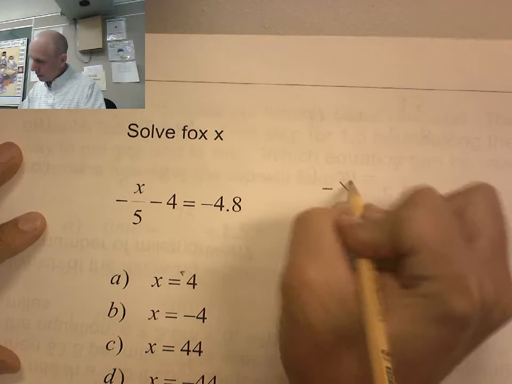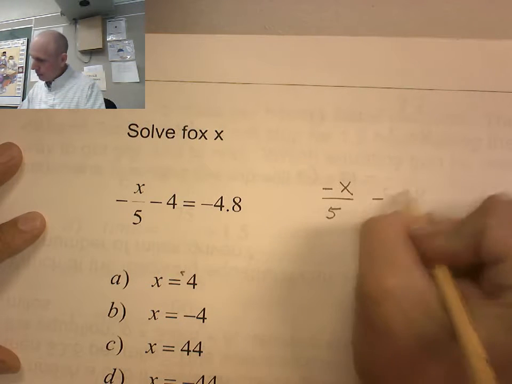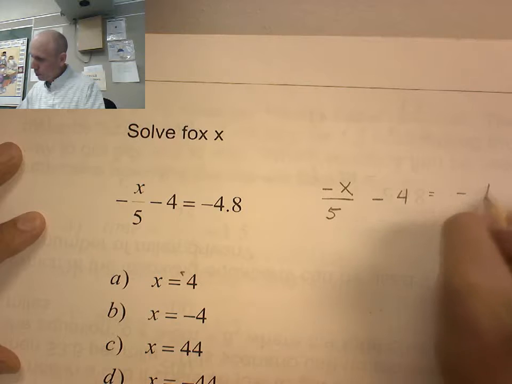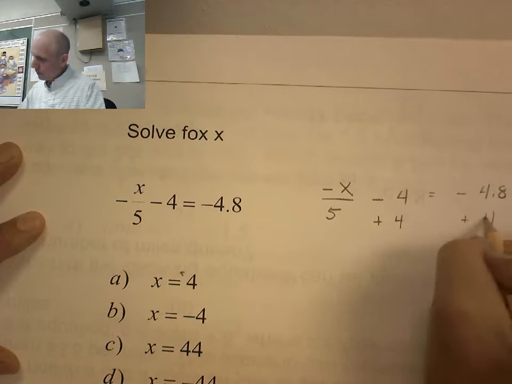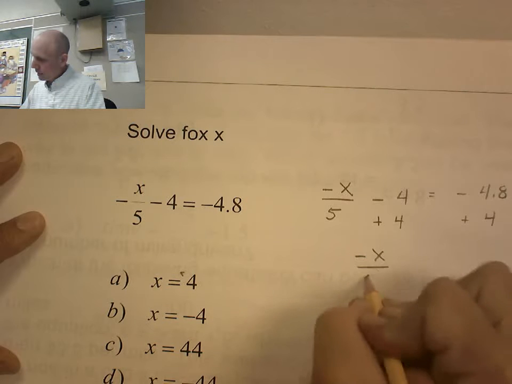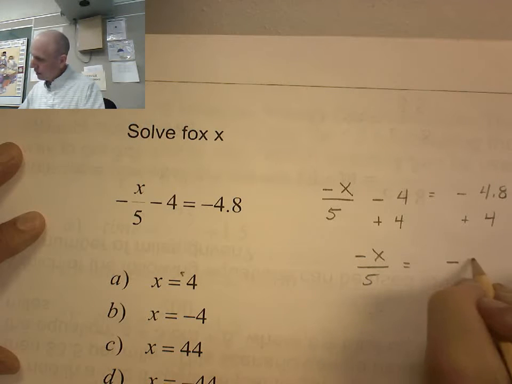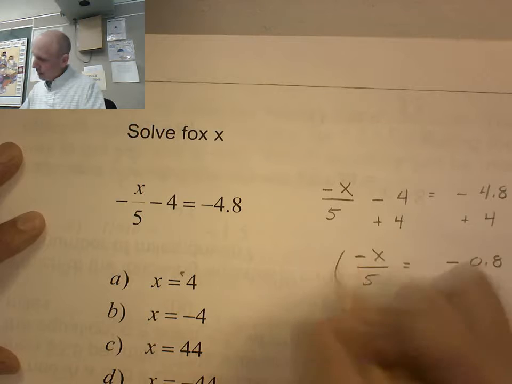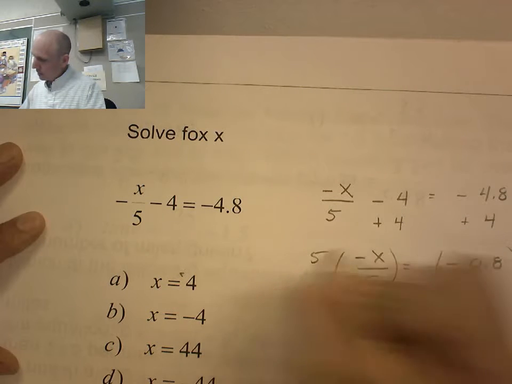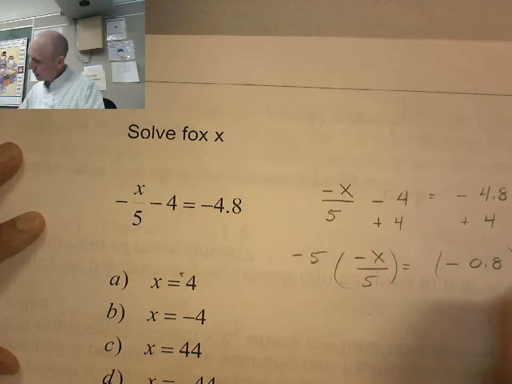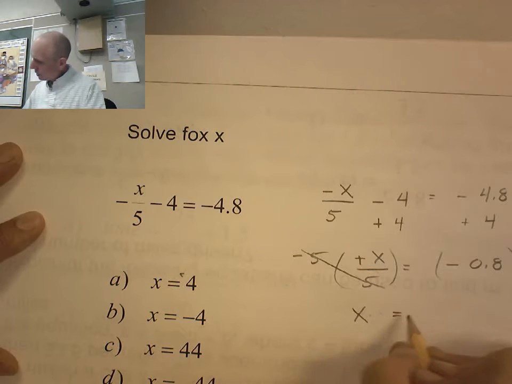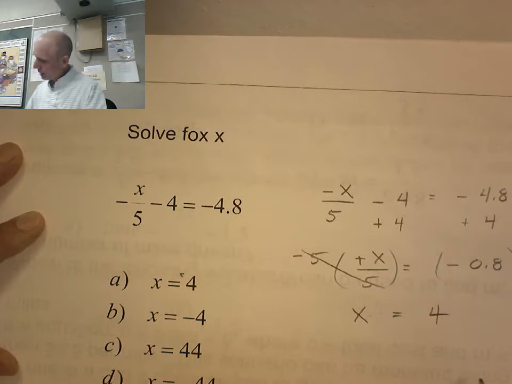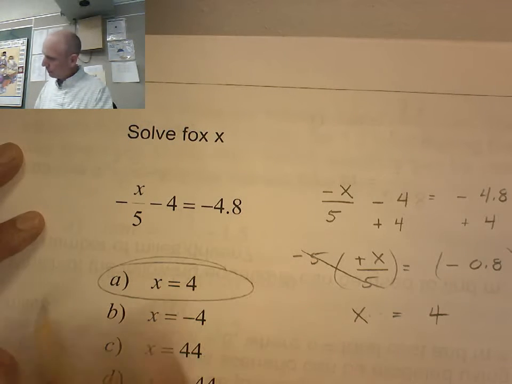So I have negative x over 5 minus 4 equals negative 4.8, plus 4, plus 4. So negative x over 5 equals what, negative 0.8. Times 5. Actually, I'm going to go with a negative 5 here to get these guys to cancel out. So x equals, is that 4? Positive 4? x equals positive 4. Matches up with that guy.